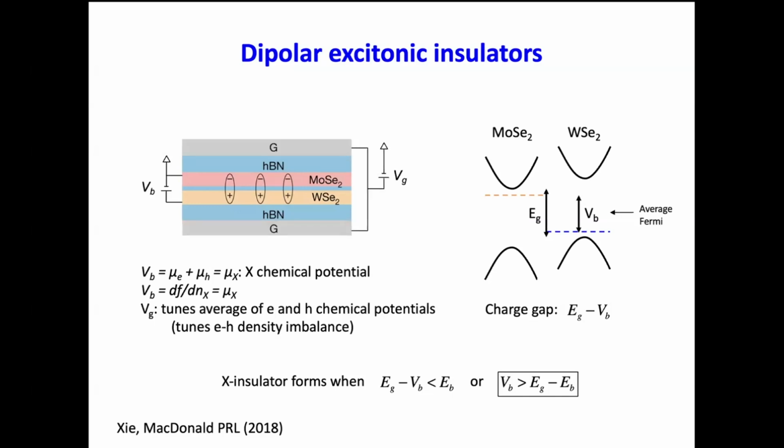And furthermore, you can put down the gates, top gate and bottom gate. You can think of it that the gate here can further tune the electron and hole imbalance in the system. So you actually can introduce extra electrons and extra holes to the excitonic insulator. In some sense, you can just think of it as a doped excitonic insulator.